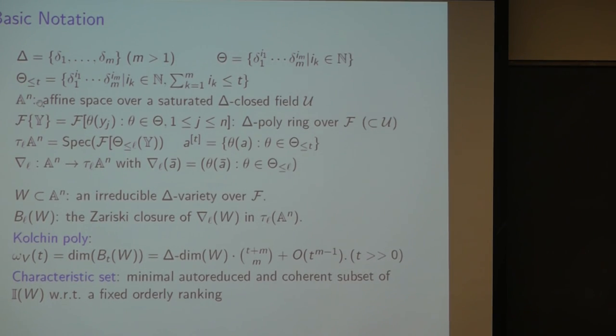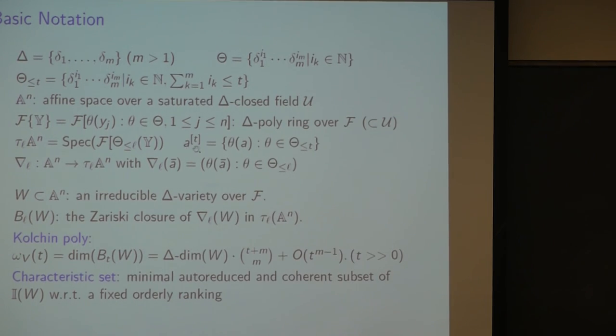And here, unlike the algebraic case, the ordinary case, A is the affine space. We consider the differential affine space over a delta universal differential field. And F is our ground field. It's a sub-differential field of this U. And we consider the differential polynomial ring in the n differential variables y1 to yn. And we use this L^n to mean the algebraic affine space in terms of these variables. These variables are the set theta yj of order bounded by L.